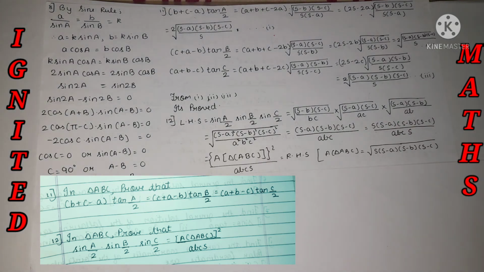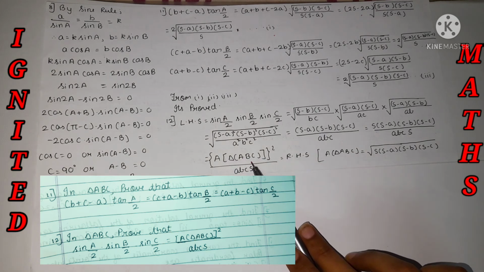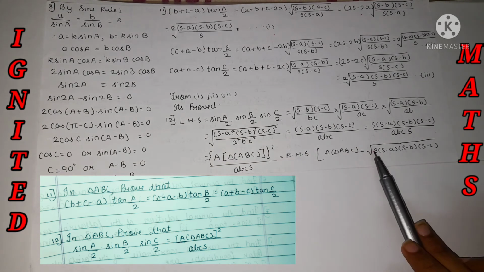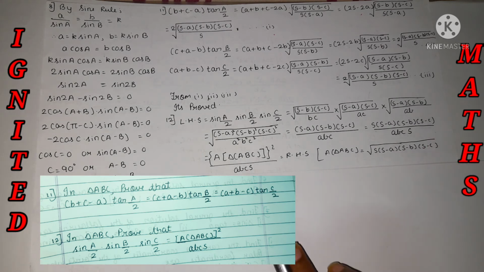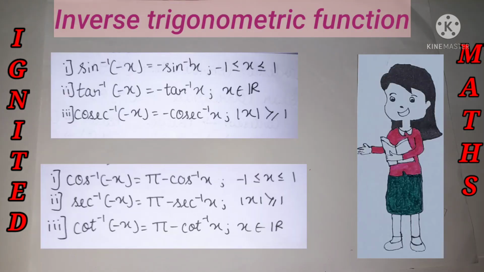Okay, so that we'll just get the formula of area of triangle ABC. It's nothing but root of s(s minus a)(s minus b)(s minus c), and the denominators are absolutely the same. That's nothing but the RHS value. Move to the third exercise.